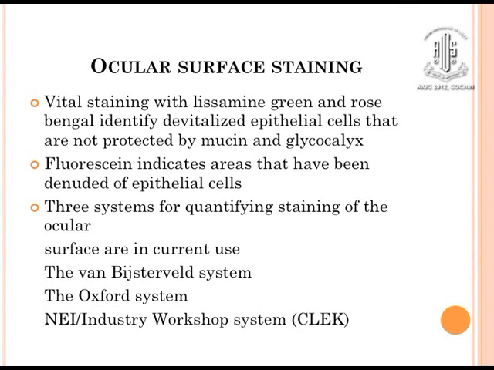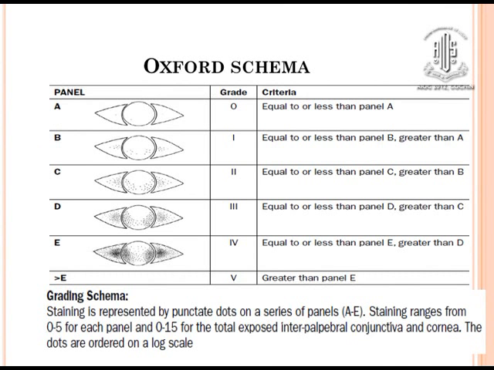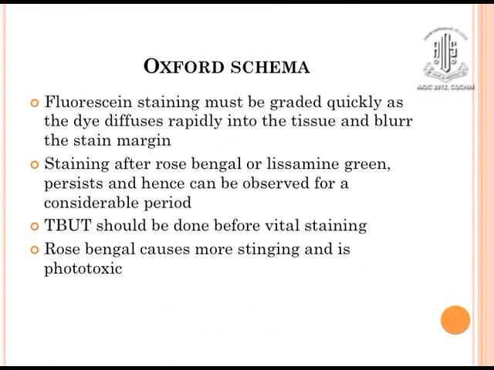There are three systems that can be used for classifying the staining. Of all those, the Oxford schema is slightly more helpful. Five panels of grading are there, and in each panel you can grade from 0 to 5. The higher the score, the more severe the dry eye. You should always grade fluorescein immediately because it rapidly disseminates into tissue, whereas lissamine green persists for a longer duration.